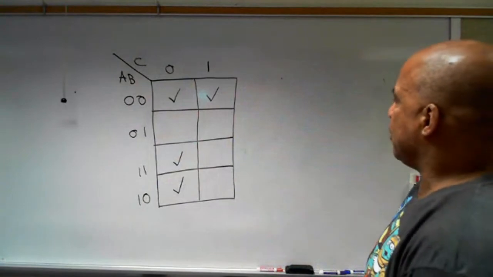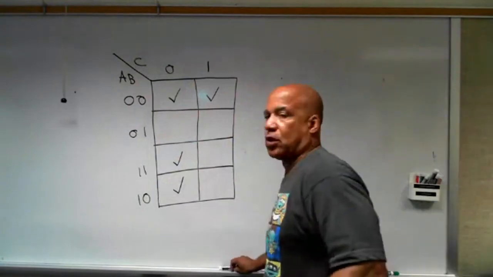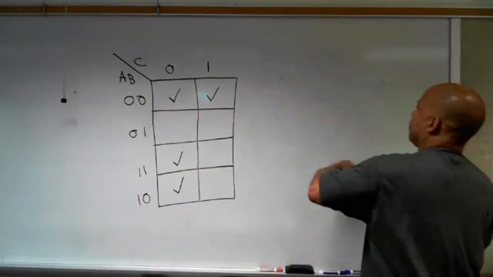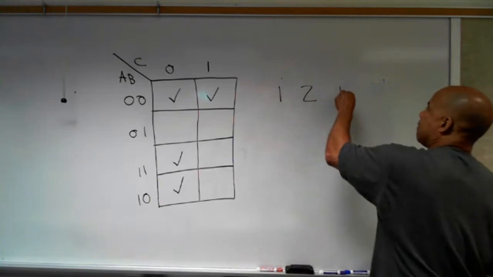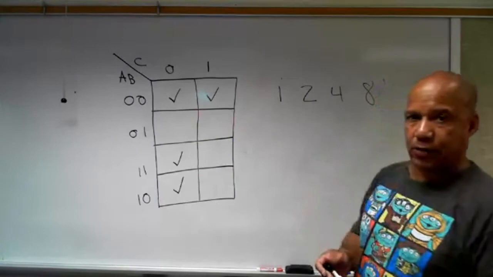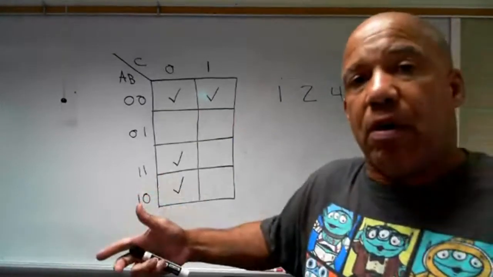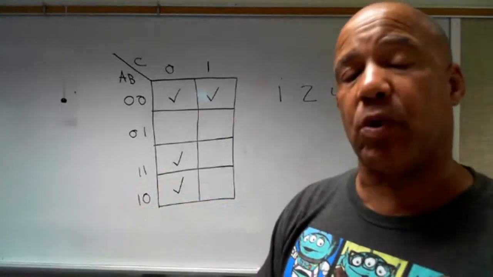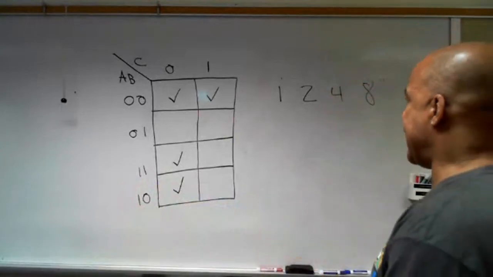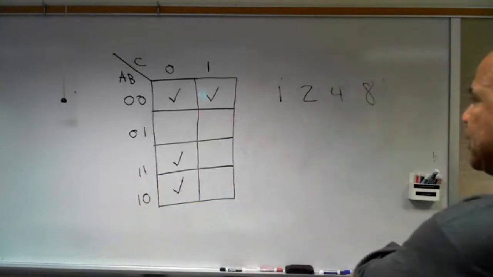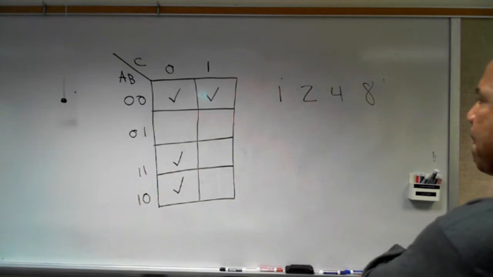So after this, what you want to do is you want to group them. So you want to circle the largest number of members, but you can only circle 1, 2, 4, or 8 of them. You can't circle 3. You can't circle 6. It's got to be a power of 2. But you want the largest number of members in the group because the idea is to have the fewest number of groups. So go ahead and group these and see what you come up with, and then we'll do it together.